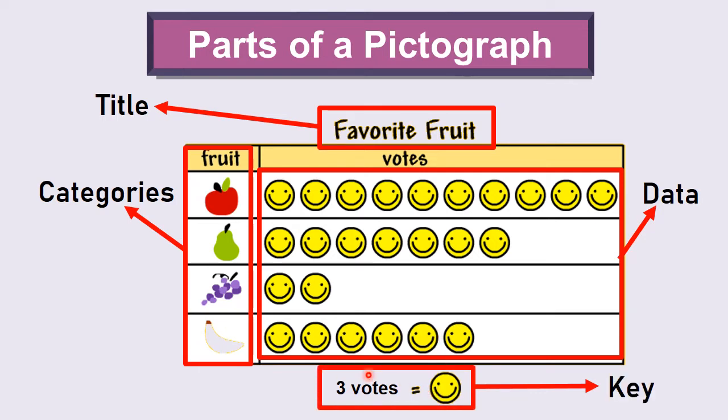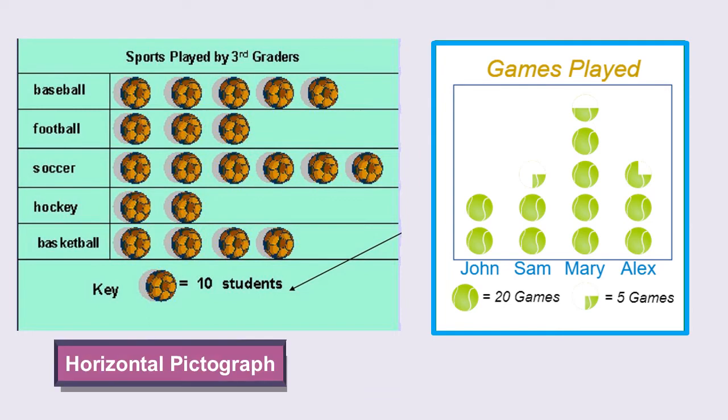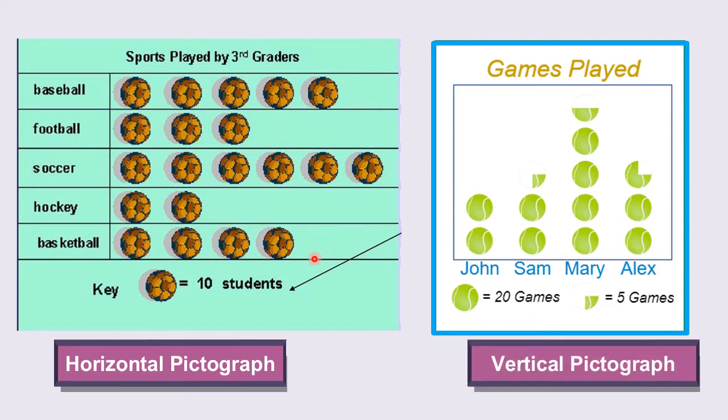The key gives the numerical presentation of how many each icon, symbol, or picture represents. There are two types of pictograph. We have the horizontal pictograph, like this, from left going to the right, whereas here we have the vertical pictograph, from down going up.